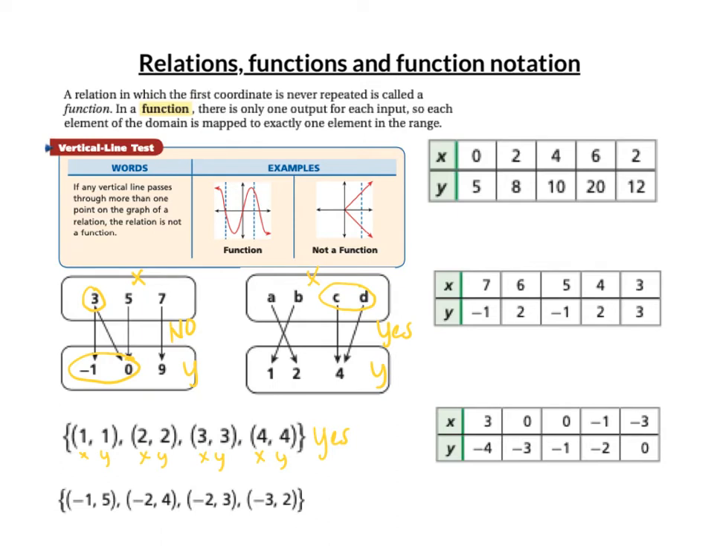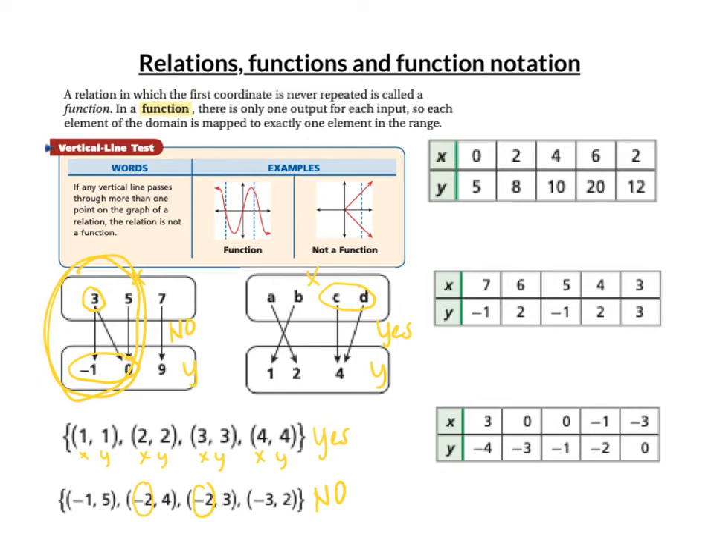In the bottom one, the clue is that you see how we have an x, -2, that occurs twice? -2 goes to two different locations. It's exactly this situation right here. -2 goes to 4, -2 goes to 3. We have an element in the domain that goes to two different values in the range. This one is not a function.